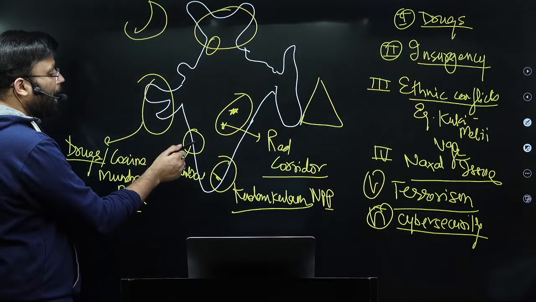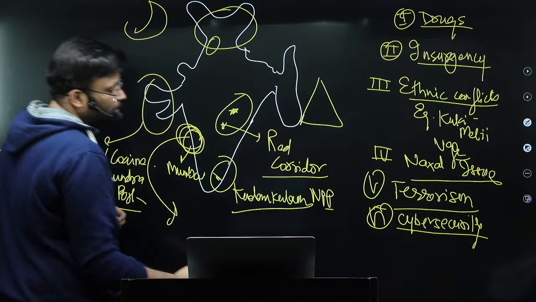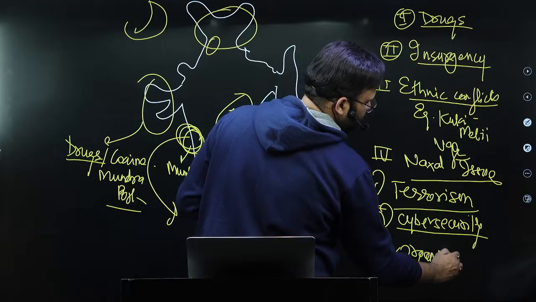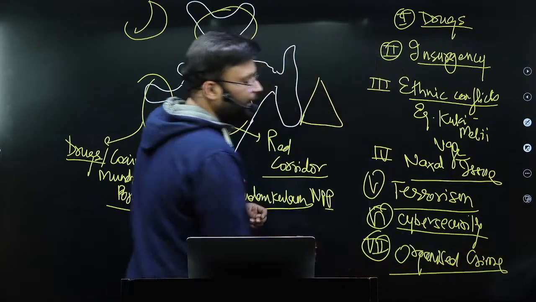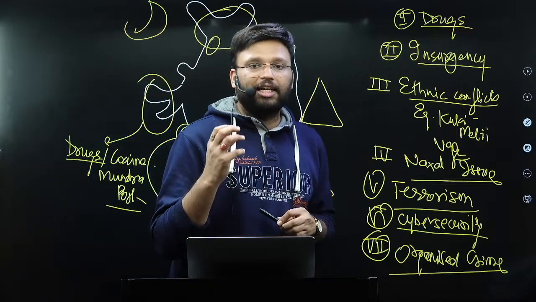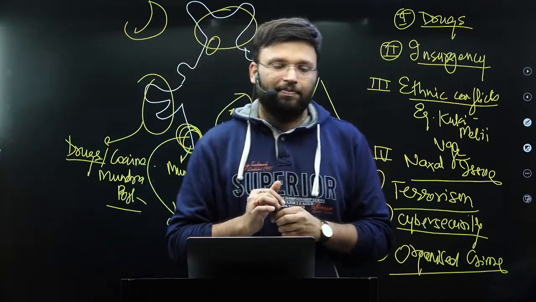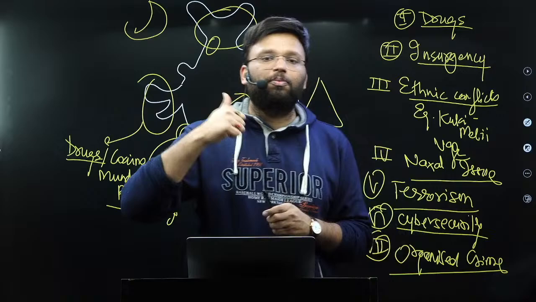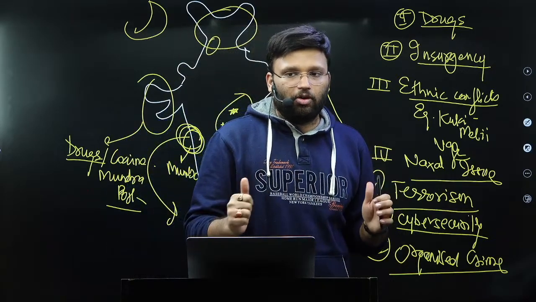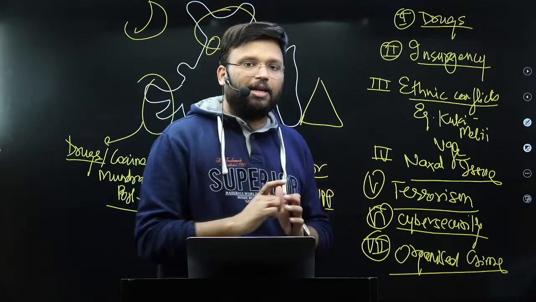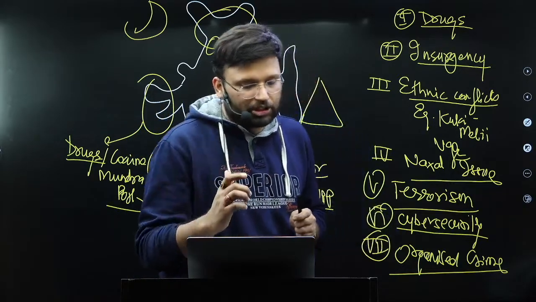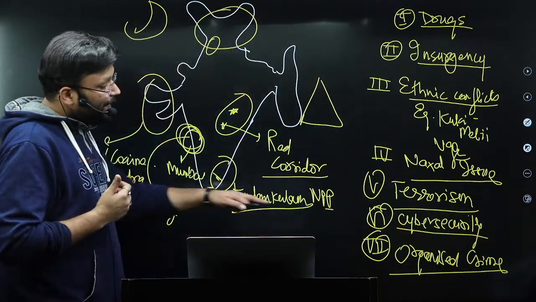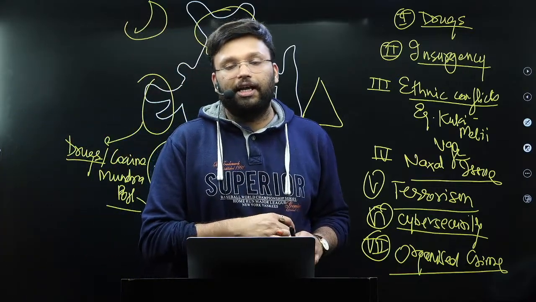Then we see that a lot of organized crime is happening in Bombay. What is organized crime? When crime is done by certain entities in a very systematic fashion, for profit, that is the first thing: the crime has to be done for profit, not for any ideology. And it is done in a hierarchical manner, with proper positions and hierarchies. For example, the D company. This kind of organized crime is also an internal security challenge.